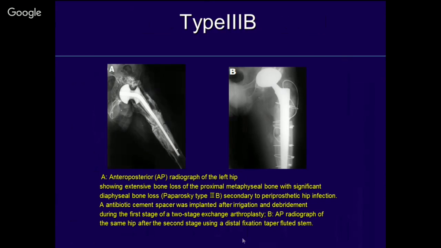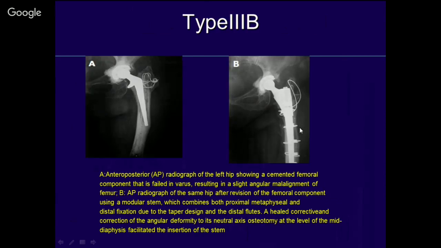This is a case of type 3B. This is an infected case. We put in an antibiotic spacer. Later, after 6 weeks, the spacer was removed and we did an uncemented modular implant. This is the type 3B case. There is severe bone loss in the femur, and there is loosening of the prosthesis.